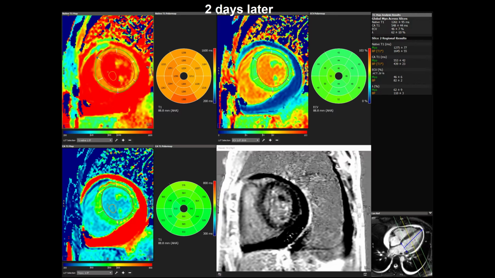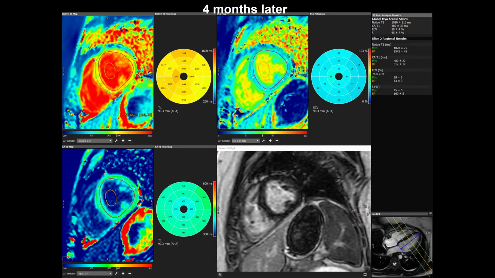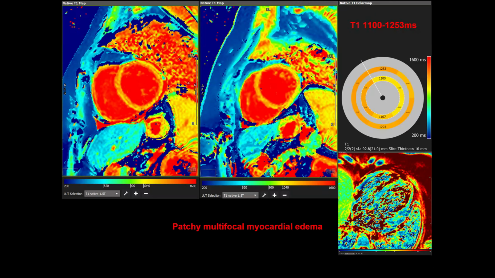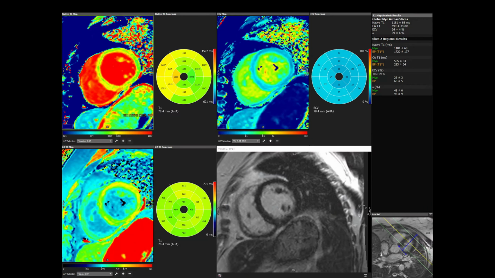Two days later, not much has changed. At this 4-month follow-up, we can see resolution of the diffuse edema and near normal T1 and ECV. So the learning for that is we now essentially do non-contrast imaging in cases like this, in acute myositis patients in whom the clinicians want to rule out myocarditis. This is diffuse T1 elevation and patchy multifocal myocardial edema. And this is the follow-up demonstrating resolution of the edema 4 months later and normalization of T1 mapping and ECV.